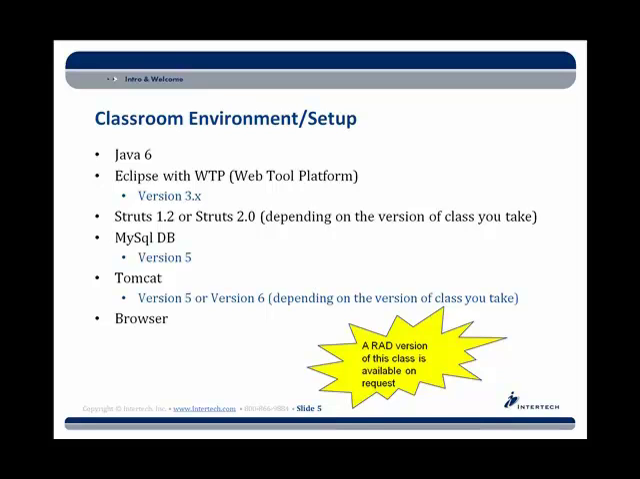And again, depending on which version of the class you take, we'll be running our applications in the Tomcat web container, either version 5 or 6, depending on the version of class. And of course, since we're building web applications, a browser is required. Several are available to run your applications. Upon request, a Rational Application Developer version of the class is also available. RAD would be a substitute for your Eclipse with WTP plugin.